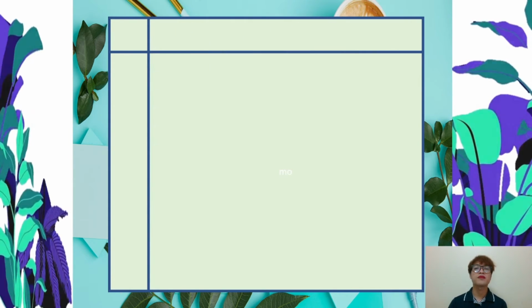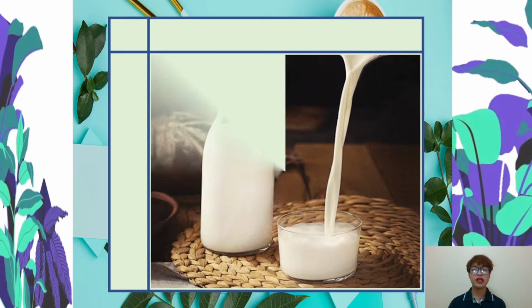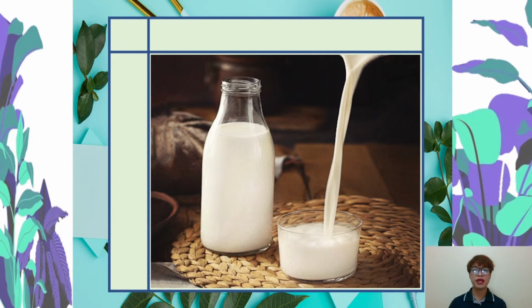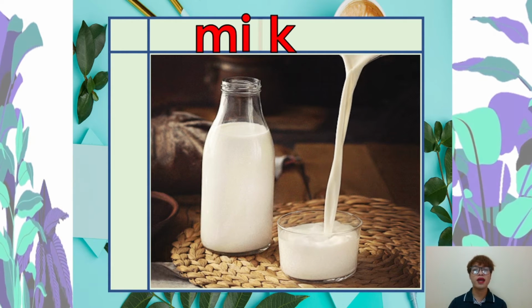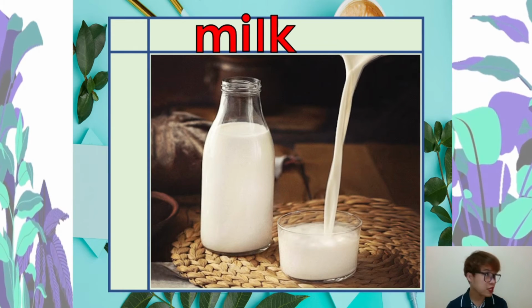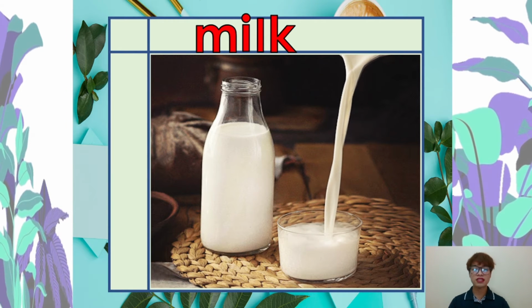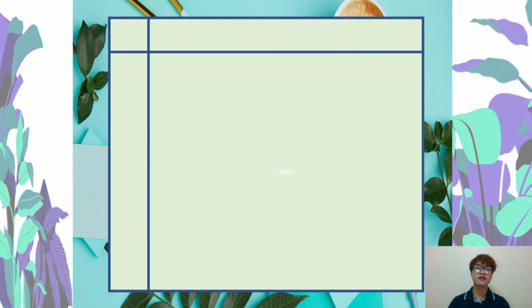Very good. Now we have here milk. Again, milk. M-I-L-K. Milk. Very good. Again, milk. M-I-L-K. Milk. Again, please. Milk. What is it? It's a milk. Again, it's a milk. Very good.